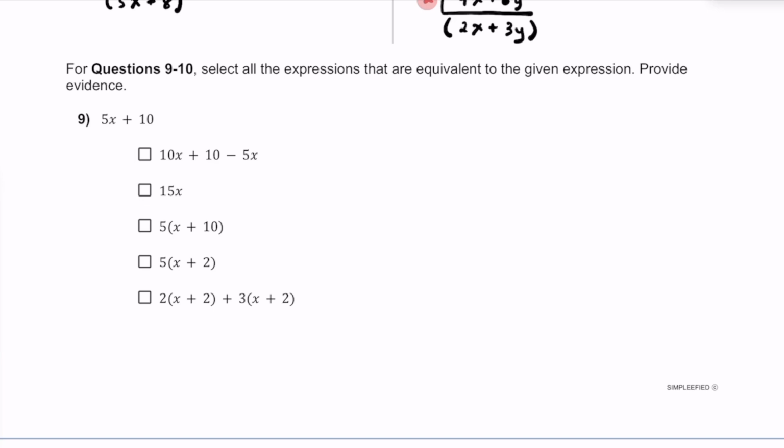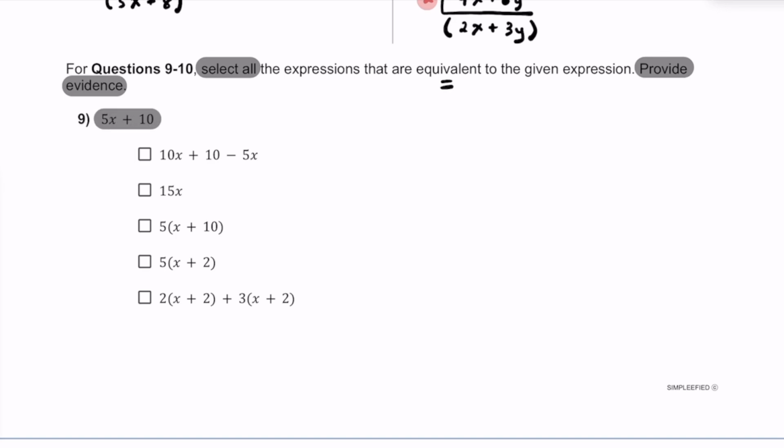Here we're going to select all, so keep in mind that we are going to have sometimes maybe more than one answer here. We're going to select all the expressions that are equivalent. Remember, equivalent means that they are equal to the given expression or have the same value. And also, let's go ahead and make sure we provide some evidence to justify what we're saying. All right, so the given expression we have for number 9 is going to be 5x plus 10. That's the original. So let's go ahead and see.